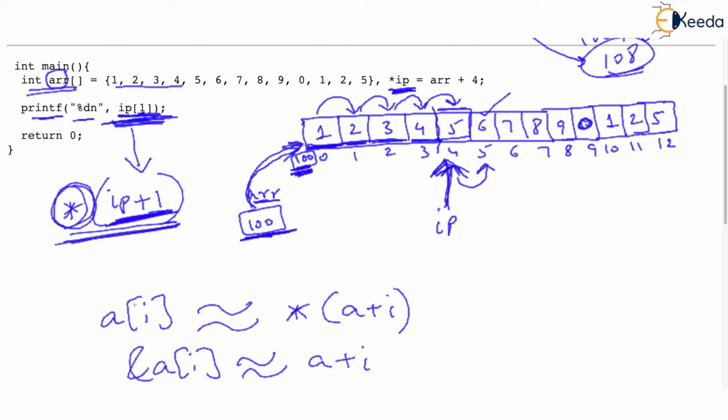Please try to understand, IP plus 1 here means we want to move by an offset of 1. Wherever IP is pointing, move by an offset of one integer, not by 1 byte, because we are adding 1 to an integer pointer. So this bracket is going to give us the address of the fifth location, and then we are asking for the value by writing the asterisk. So the output of this code is going to be 6.